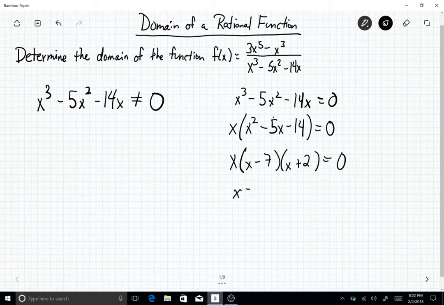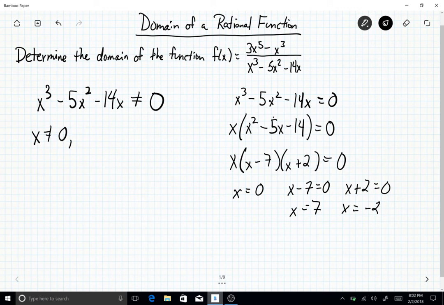So in order to do this, we'd have x equals 0, x minus 7 equals 0, and x plus 2 equal to 0. So moving forward from there, what do we get? Well, we get x equals 0, we already had. We have x equals 7, and x equals negative 2. That would be where it equals 0. If we don't want it to equal 0, that means x cannot equal 0, 7, or negative 2.